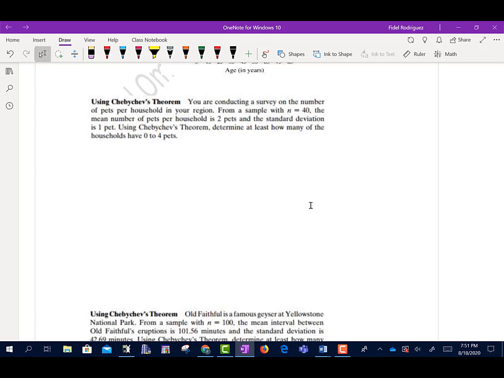It says you're conducting a survey on the number of pets per household in your region. From a sample with n equals 40, the mean number of pets per household is 2 pets, and the standard deviation is 1 pet. Okay, so my mean, my x bar, is going to be 2, and my s is going to be 1. Using Chebychev's theorem, determine at least how many of the households have between 0 and 4. Okay, so I want you to think about that again.